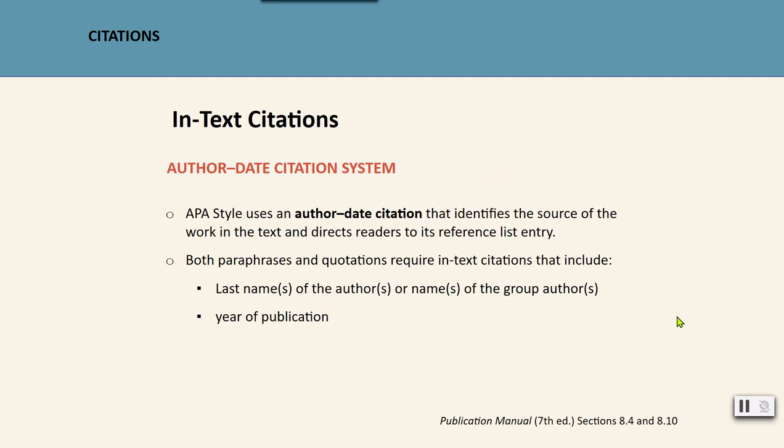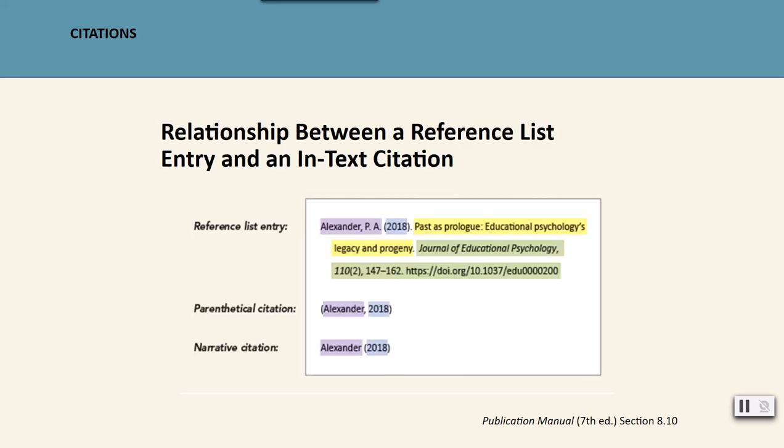In-text citations follow author-date formatting. If the work is missing an author, you may be using a group author, or you may be using the title of the work, a shortened version of the title of the work, in the in-text citation. Whatever you're using in the in-text citation has been pulled by how you put together the citation on the reference list. So there should be a matching of those first elements between your reference list entry and your in-text. The relationship between a reference list entry and an in-text citation.